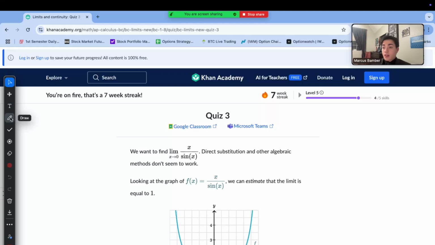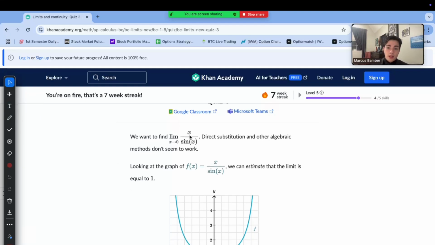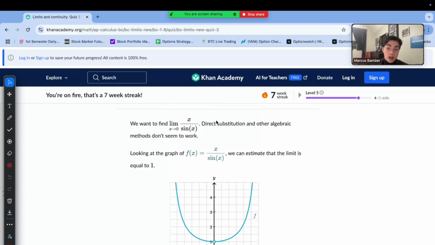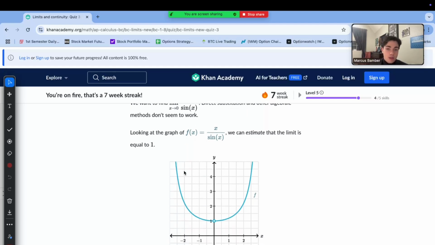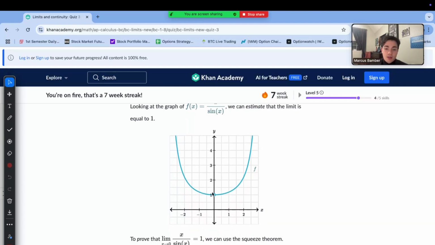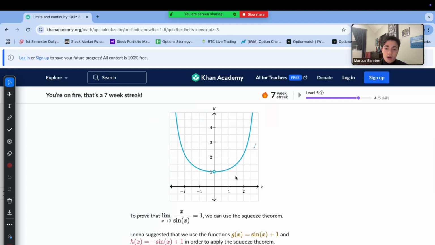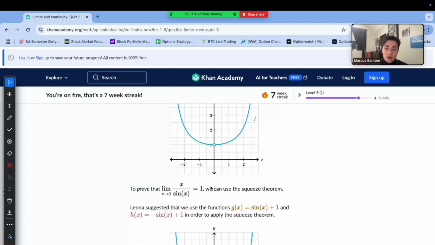But for now, let's get to our first question in this quiz. So we want to find the limit of x over sine of x as x approaches 0. Direct substitution and other algebraic methods that we did in the last video don't work with this one. We can just look at the graph and then estimate this limit. We can see as x approaches 0, we can use something called the squeeze theorem by using two functions.